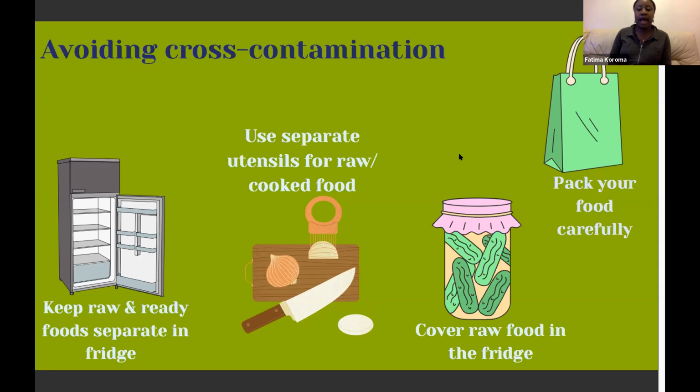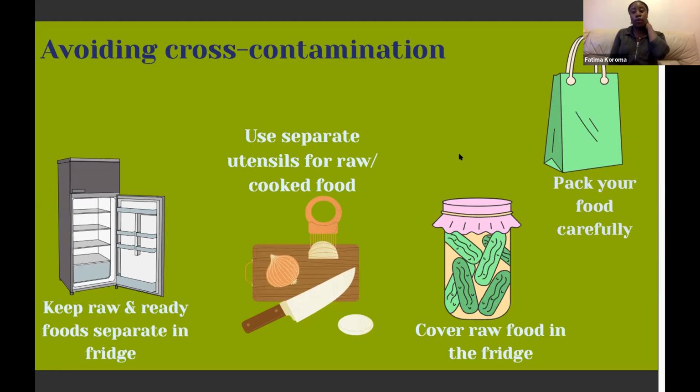One other thing is how we cover food in the fridge as well. When you put food in the fridge, it is really important to cover it, because that prevents cross-contamination from the bacteria in the raw food. So it is really important that we cover the food.